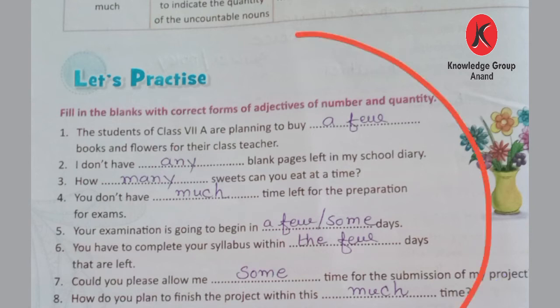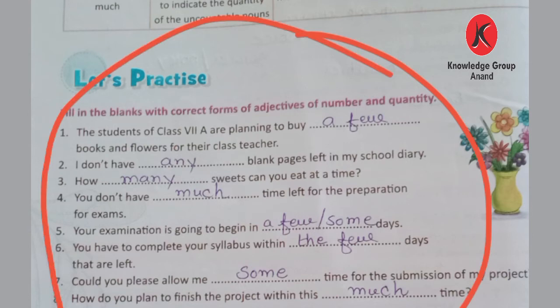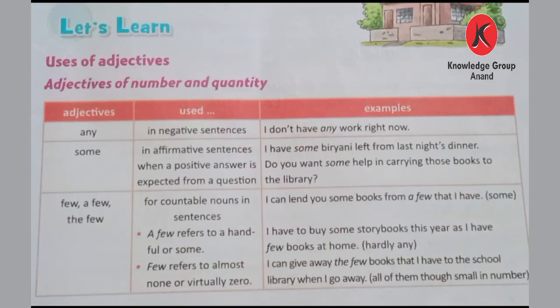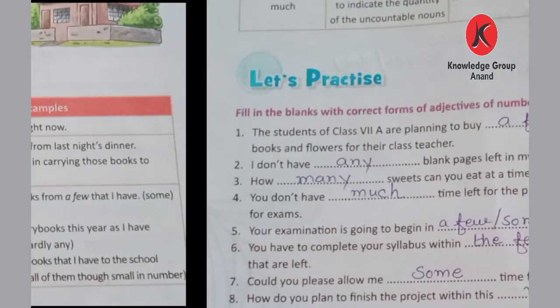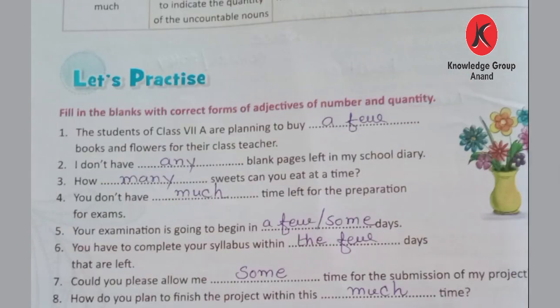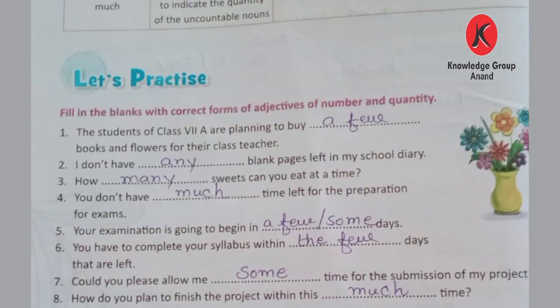So this is the exercise we have completed. Then on the previous page we have completed this table also, and on page number 38 we have completed the exercise also. Now let us go to this point, adjectives indicating age. Adjectives which show the age.